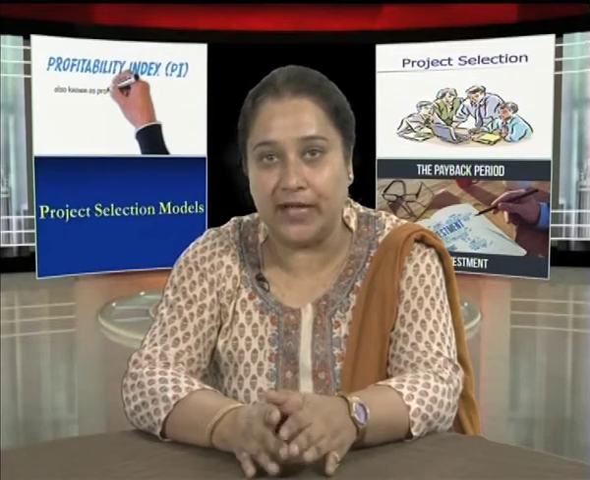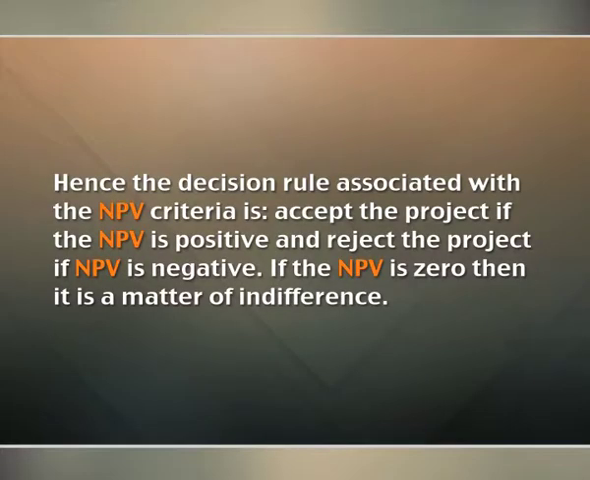The net present value represents the net benefit over and above the compensation for time and risk. Hence, the decision rule associated with the NPV criterion is: accept the project if the NPV is positive and reject the project if NPV is negative. If the NPV is 0, then it is a matter of indifference.